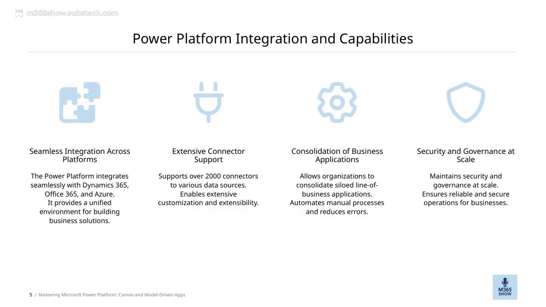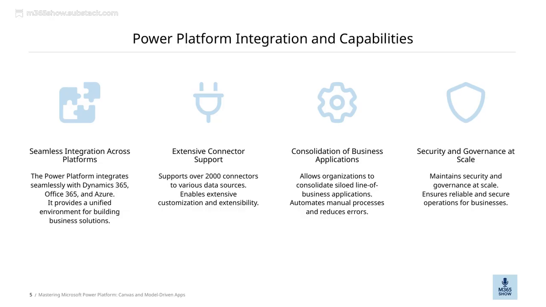Instead of managing multiple siloed systems, organizations can bring these together into a unified environment. This consolidation not only streamlines processes, but also automates manual tasks, reducing errors and increasing efficiency. Supporting over 2,000 connectors to various data sources is another significant strength. This extensive connector support allows for a high degree of customization and extensibility, meaning you can tailor solutions to fit your unique data and process requirements seamlessly.